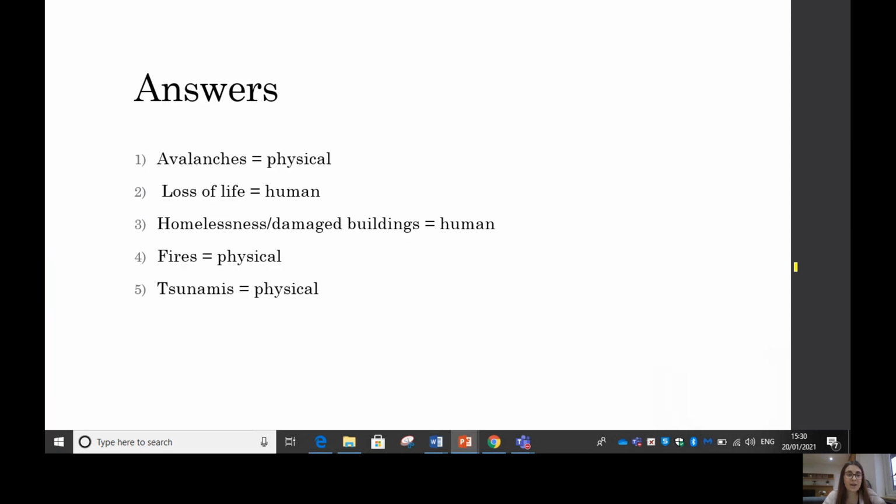So well done. Just to recap the answers. So it should have been physical, human, human, physical, physical. So well done on that. Give yourself a score. If you've not done as well as you'd like to, you can recap this lesson, perhaps the last lesson or some of the worksheets that you did.